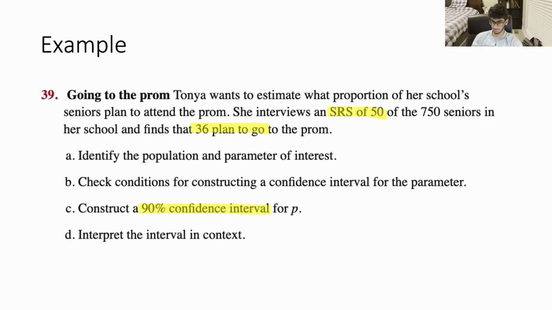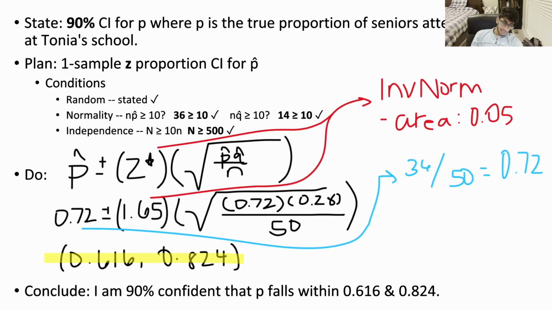Here's another example, with the important stuff highlighted. All right, so you're using a 90% confidence interval for p, where p is the true proportion of seniors attending prom at Tanya's school. Plan: one sample z proportion CI for p. It's supposed to be p, my bad, I messed up there. Anyways, conditions. It's stated, so that's good. Normality: once you plug everything in, everything should check out.